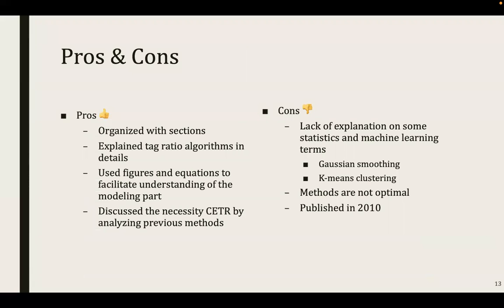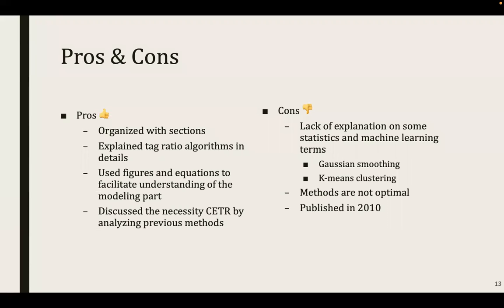overall, the paper is really organized. It has sections labeled that summarize what the sections are about. And the paper explained the tag ratio algorithm by applying it to a real example. So the algorithm is no longer just a theory, but something we can see. And there are also figures and equations that aided in the explanation of the 1D, 2D modeling part. And also the authors share their motivation of running this research by connecting the previous content extraction method to the evolving website structures.